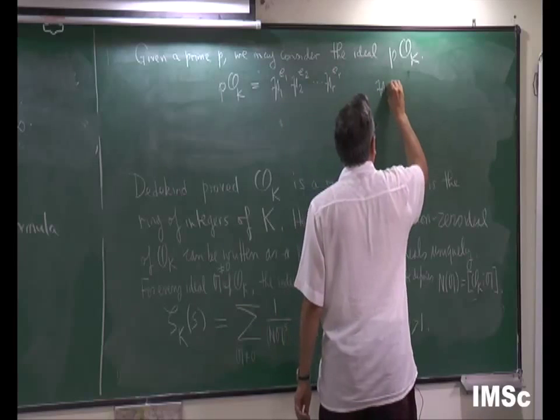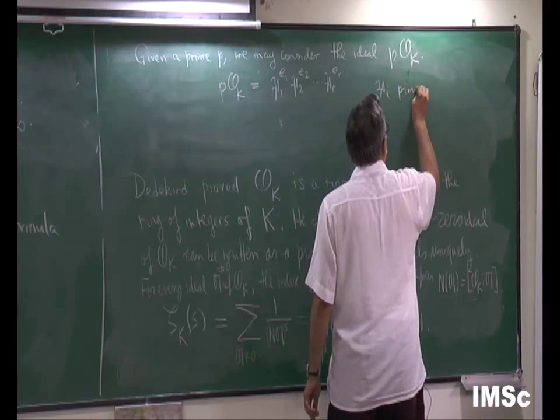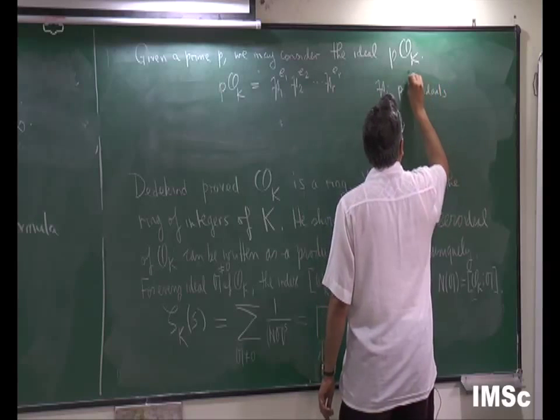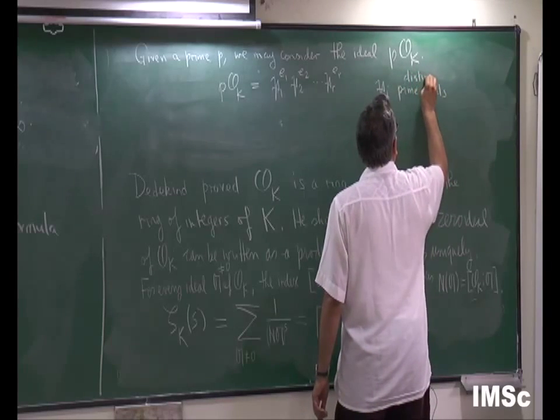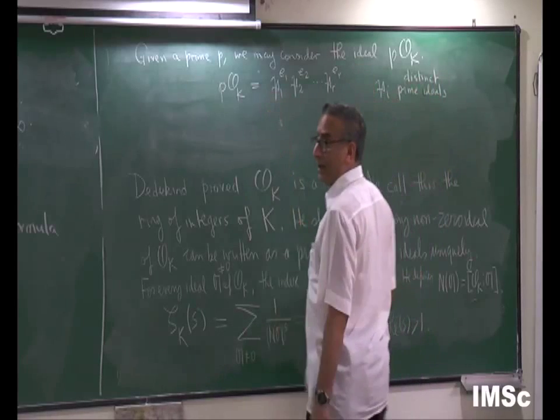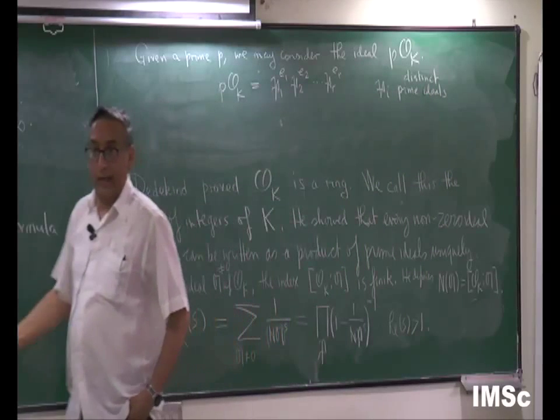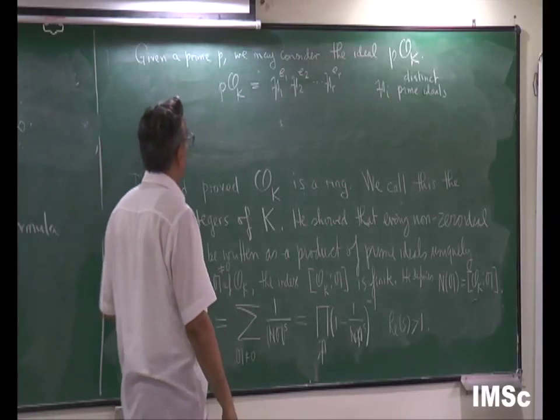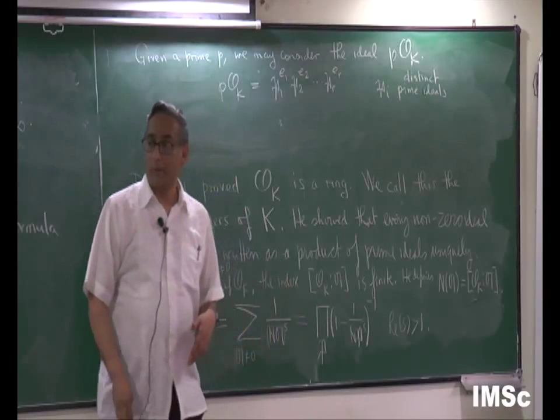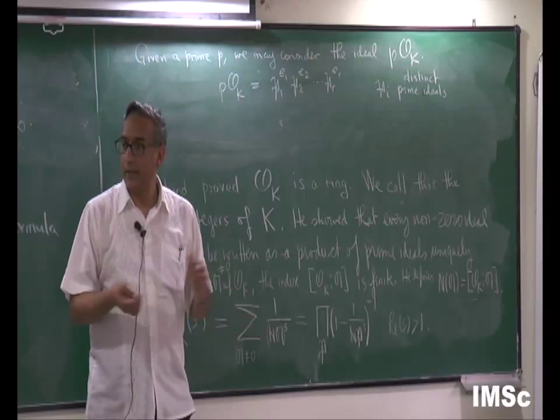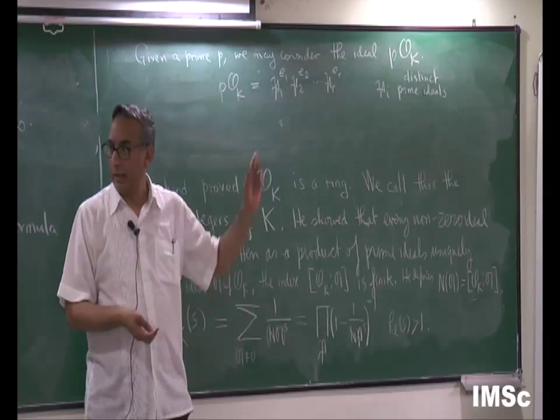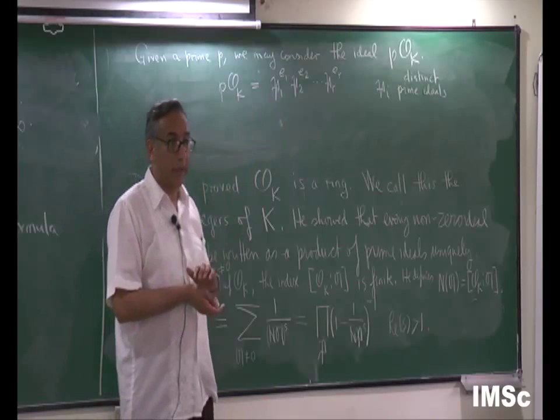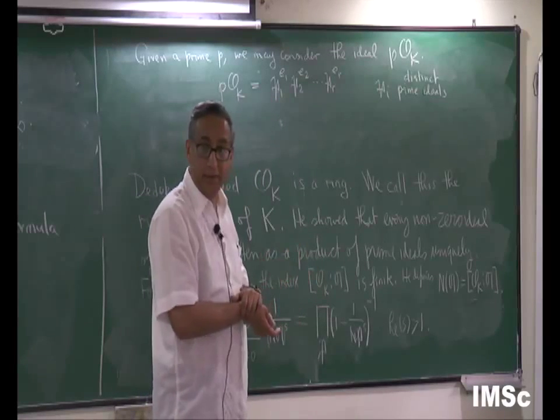So these Pi are prime ideals. Distinct prime ideals, right? We have this unique factorization of ideals in this ring. And the question is, abstract theory is fine and dandy, but how do I get my hands on those ideals? How do you give me those ideals?